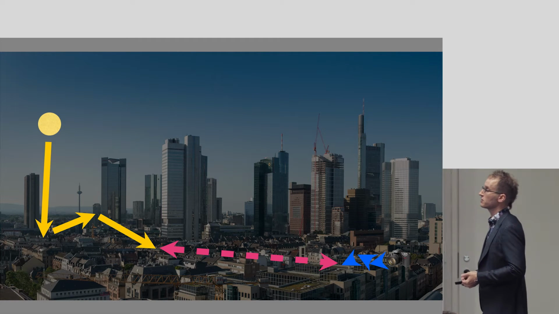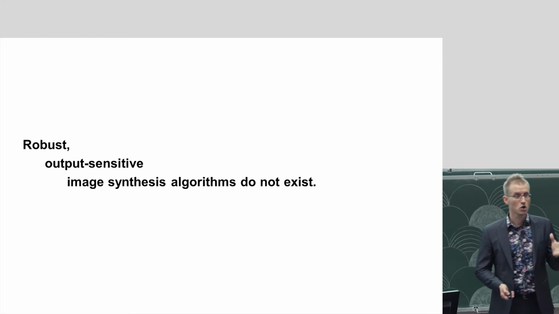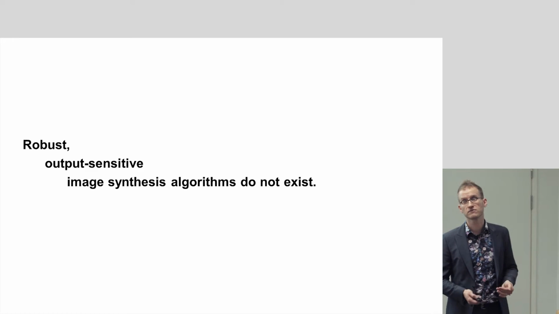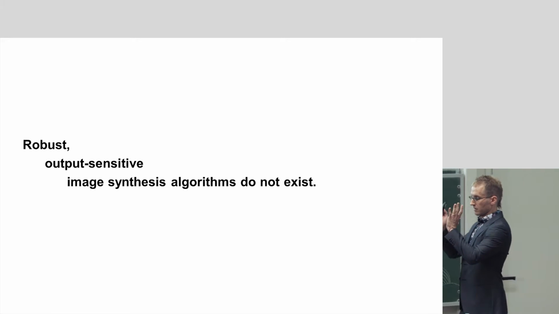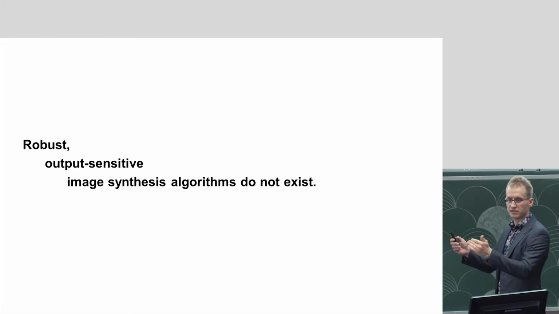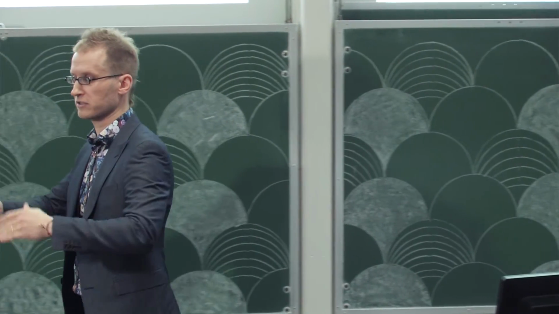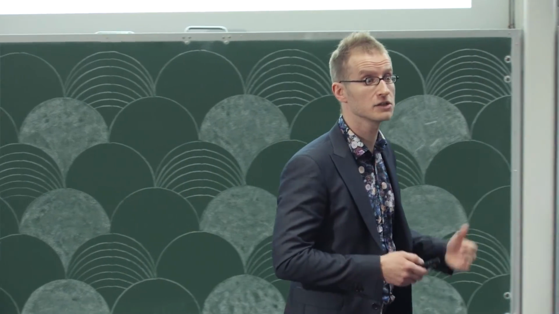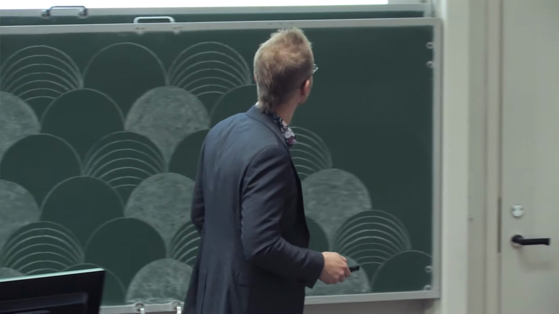In fact, it is so difficult that despite decades of work, no efficient, robust, output-sensitive algorithms exist for this problem. Output-sensitive means that the complexity of your output image should be the deciding factor in the time it takes to render that picture, and not the things that you don't actually see. But this is something we cannot do, and we're working towards it, but it's a tall order.